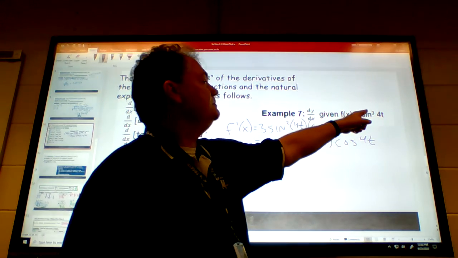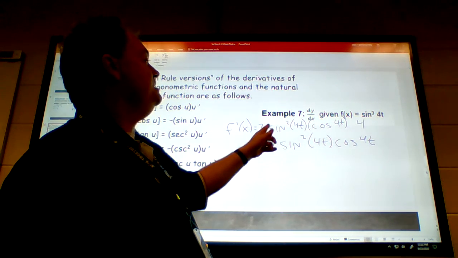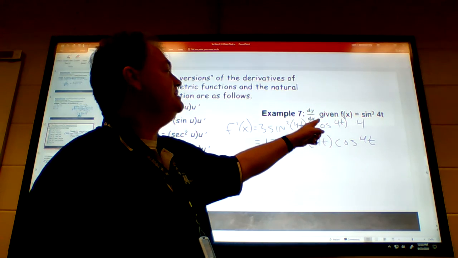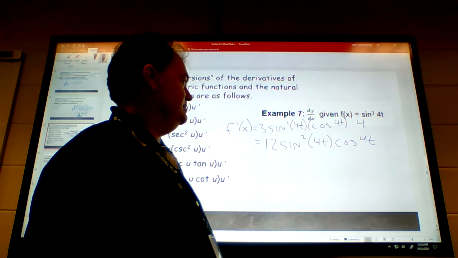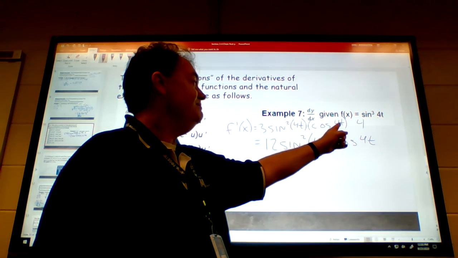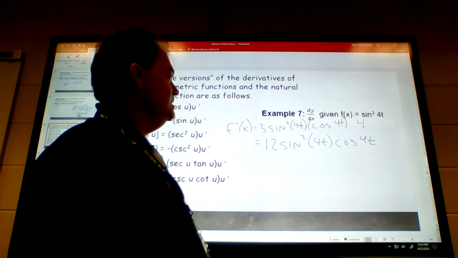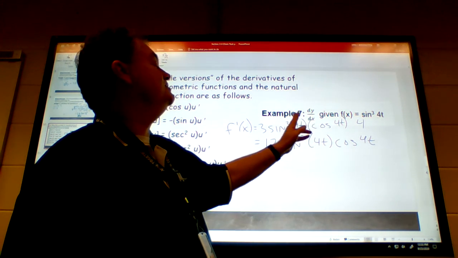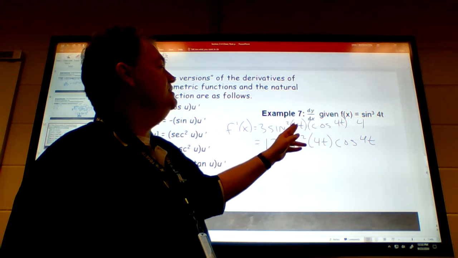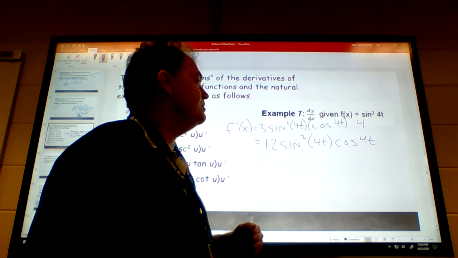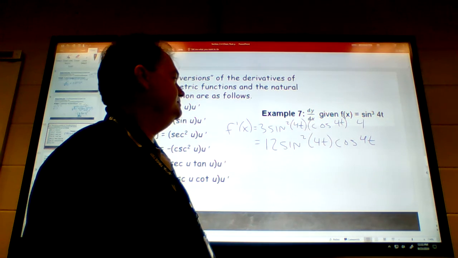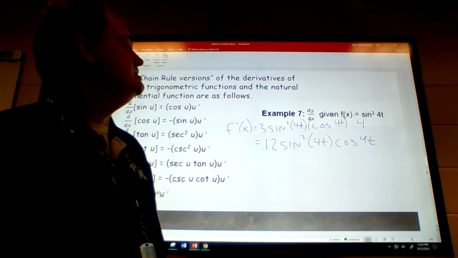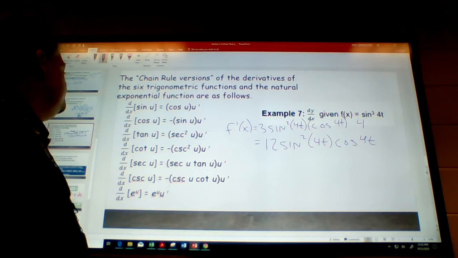All right. Differentiate the sine cubed. That is 3 sine squared of 4t. Well, the derivative of sine, as you know, is cosine of 4t. Well, if you differentiate what's inside, that 4t, it's going to be 4. So it's 3 sine squared of 4t times cosine of 4t times 4. And then you multiply those together, you get 12 sine squared 4t times cosine of 4t.